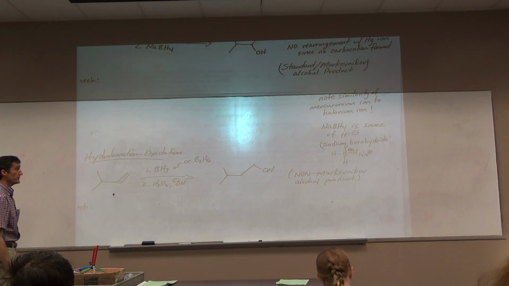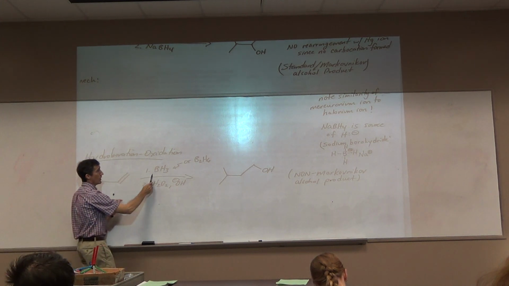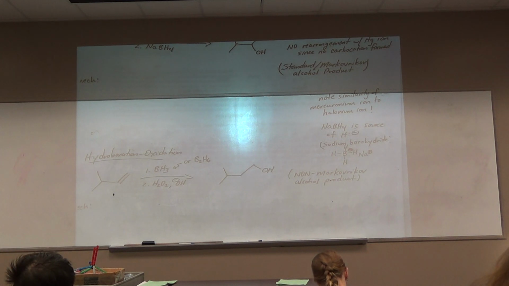BH3. BH3 again. We just had BH3 on the board. You may see it as B2H6. That's the dimer of BH3. If you ever see B2H6, just mark it out and say BH3. It's the same thing.